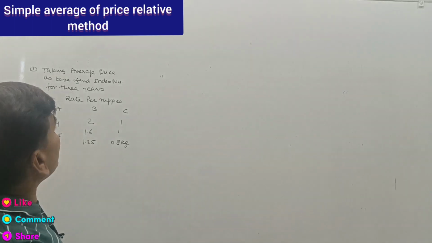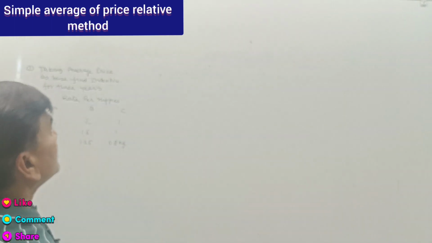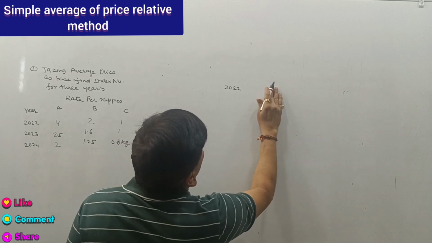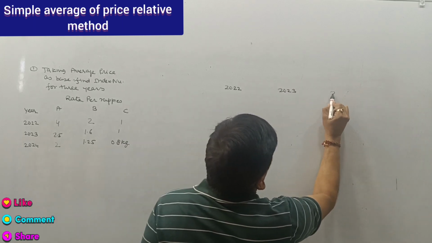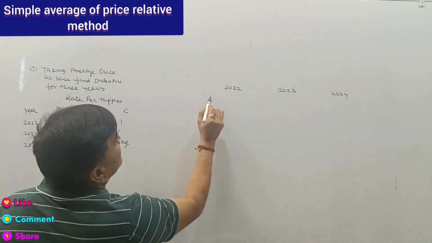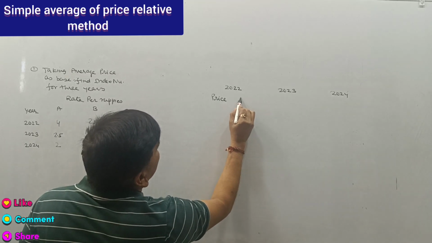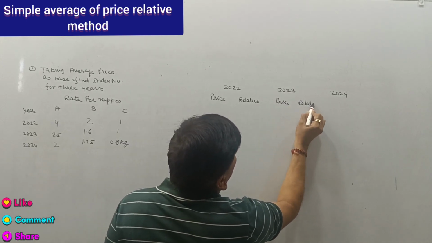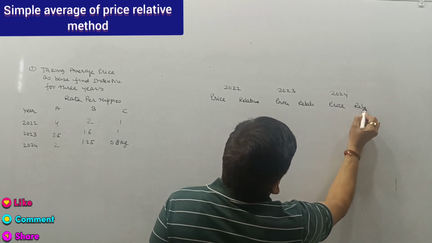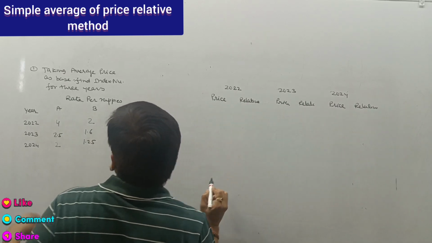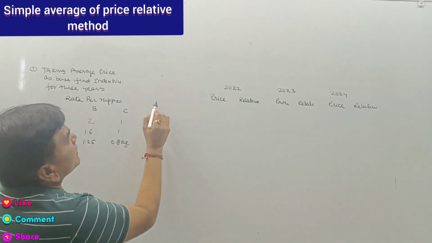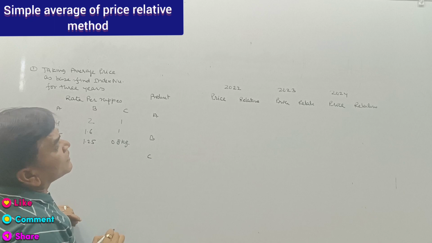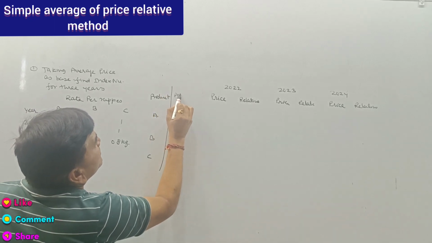Firstly we will take the price for the years 2022, 2023 and 2024, with price relatives. Suppose the products are A product, B product and C product. Here we will take the average price.